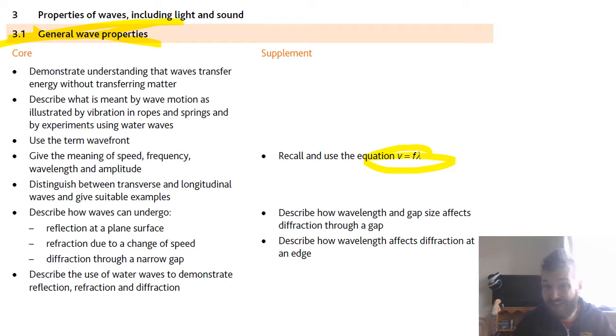Describe how wavelength and gap sizes affect diffraction through a gap, and describe how wavelength affects diffraction at an edge. So how waves change direction and change shape, and wavefronts change as they approach gaps and edges and things like that. We'll do a few different things to model that to see if that can hopefully stick in our brains, and talk about all those things with the example of water waves.